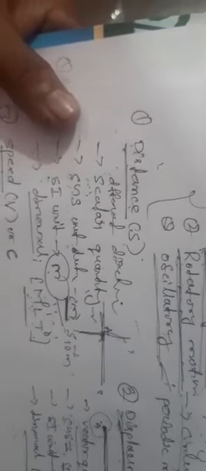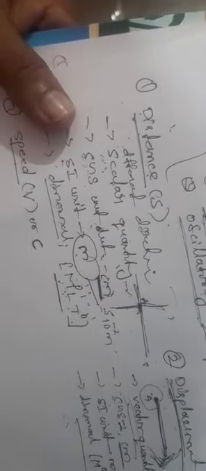Speed is the rate of change of position of a particle, or the rate of change of distance. The rate of change of distance is called speed. Speed is a scalar quantity.